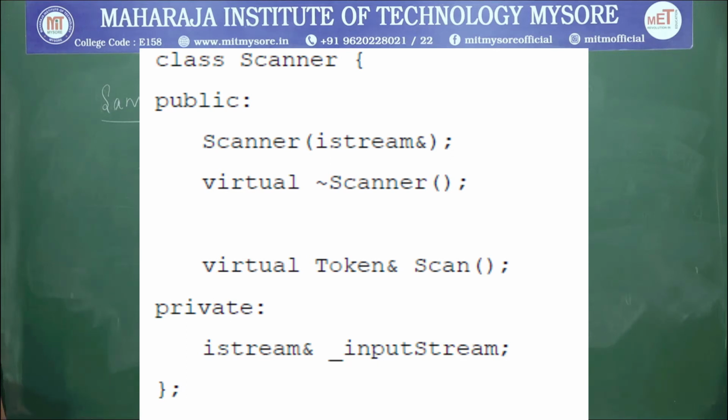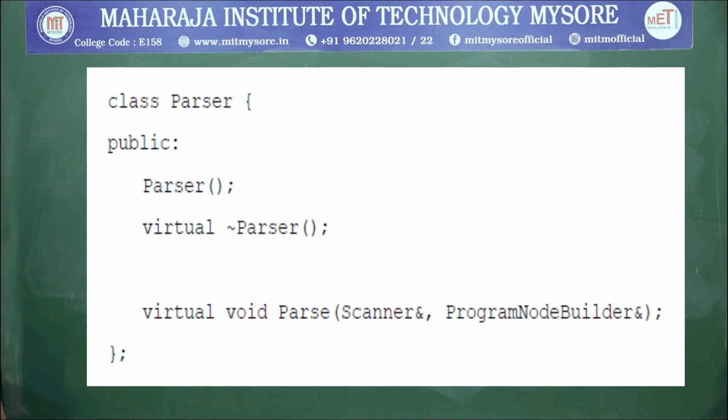Then you can see the next code: class parser uses a program node builder to construct a parse tree from a scanner's tokens. Let's see how the code looks. Class parser is the name of the class, and then public. Within that you have a parser method, a destructor, and then a method called parse, which takes a scanner and the program node builder to construct the parse tree. That means it constructs a parse tree based on the scanner's tokens.